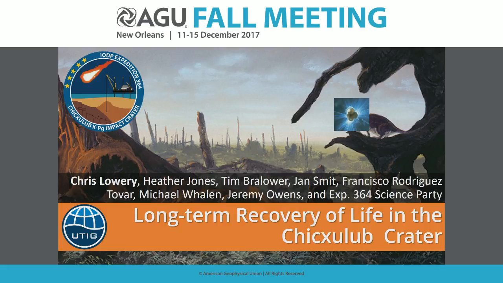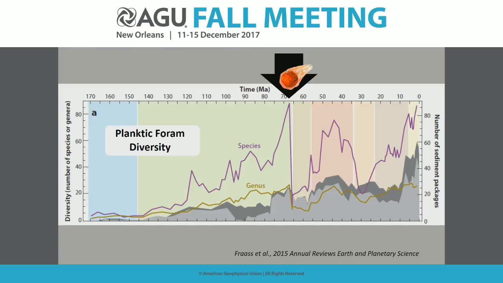There's a high diversity ecosystem within tens of thousands of years, and long-term, there doesn't seem to be any crater-specific processes that are going on. It looks just like any other long-term Paleocene record, which is really cool and interesting. And if you asked me beforehand if I would have guessed that that's what we'd find, I would have said no. So that's neat. Okay, so this is a plot of planktic foram diversity.